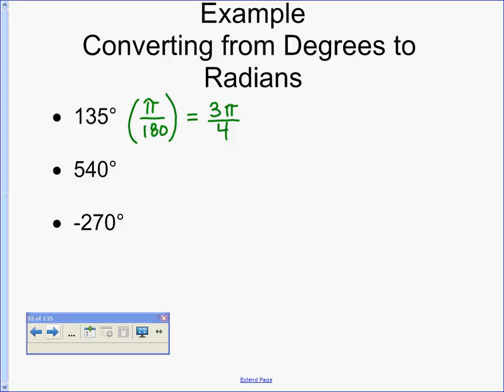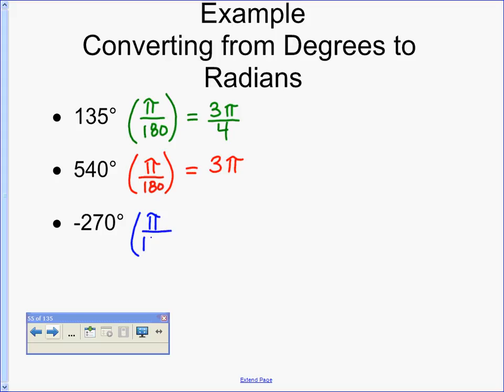Okay, again, same process with the 540 degrees. We're going to multiply by pi over 180 because we want to take the degrees and convert it to radians. If we simplify the 540 over 180, that's going to simplify to 3 pi.